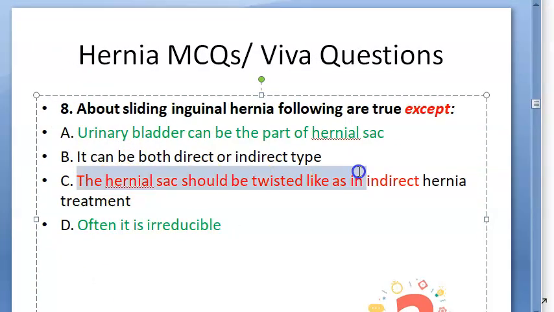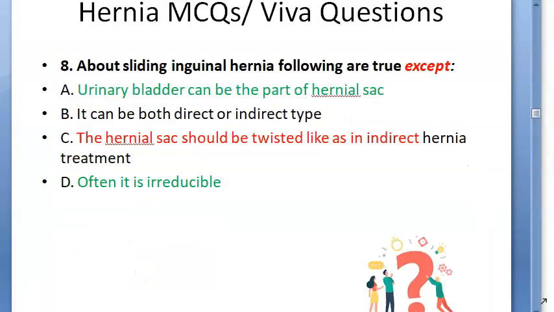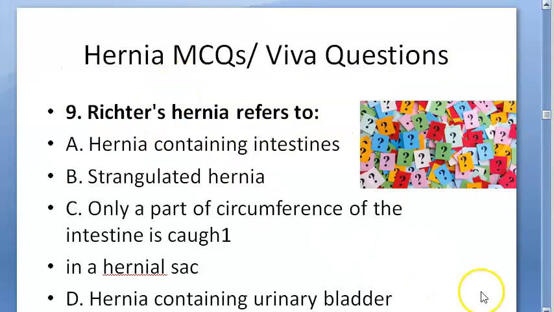So this is what I think the answer is. The hernial sac should be twisted is not correct because you should not twist it in sliding inguinal hernia. They have told that. So 8th one, what is the answer to the 8th one? C. Very good. Now let us look at the 9th one.